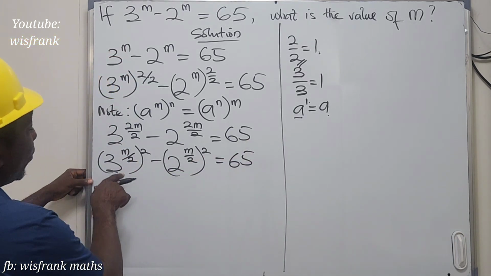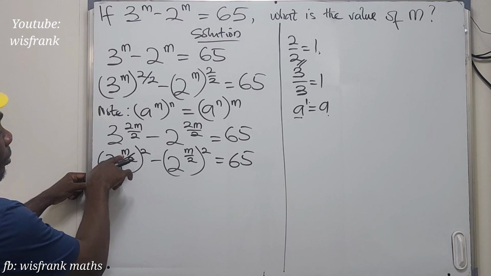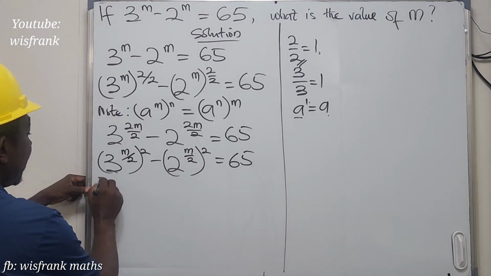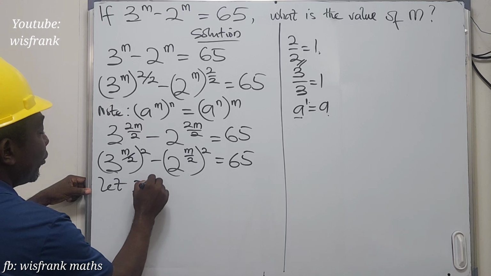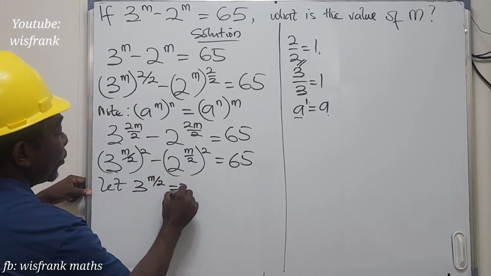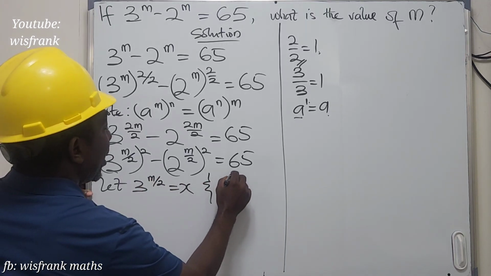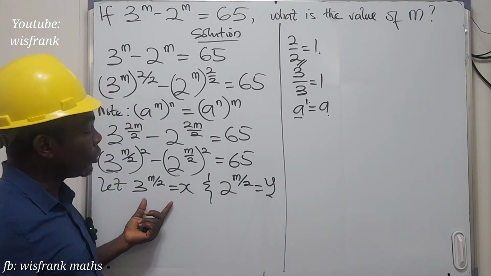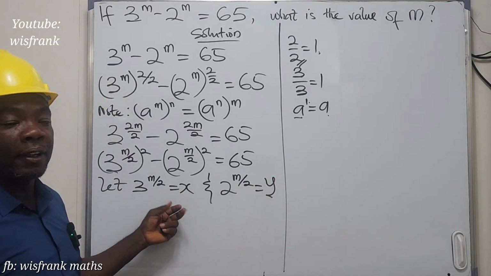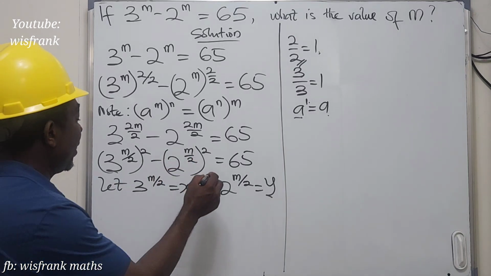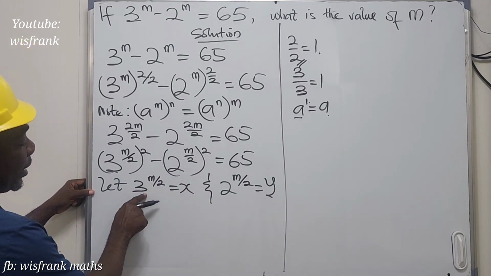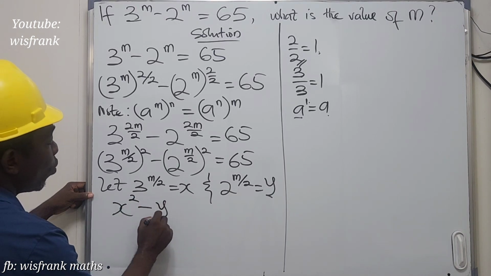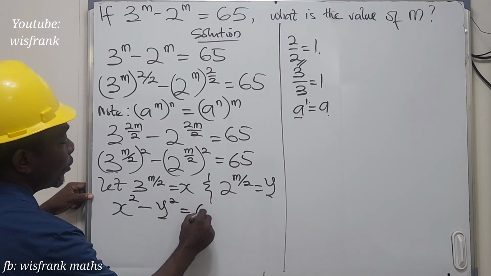And from this case, we have 3 to the power of m all over 2 and 2 to the power of m all over 2. We say let 3 to the power of m all over 2 equal x, and 2 to the power of m all over 2 equal y. So we are going to substitute the value of this into this parenthesis. Therefore, we say this equals x.